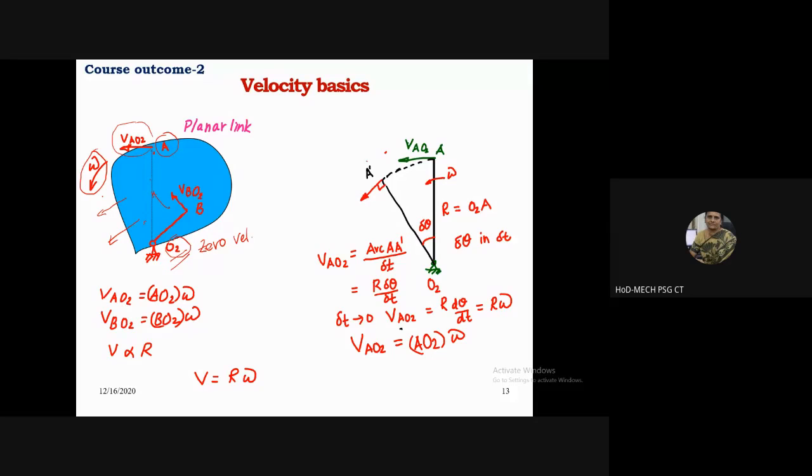So let us come to this diagram. Here I've shown the initial position of A. This is O2. And I've taken the line connecting A and O2. This is the line connecting A and O2, so that I've drawn separately here. O2 I have shown to be fixed. A is here. This is the initial position of A.